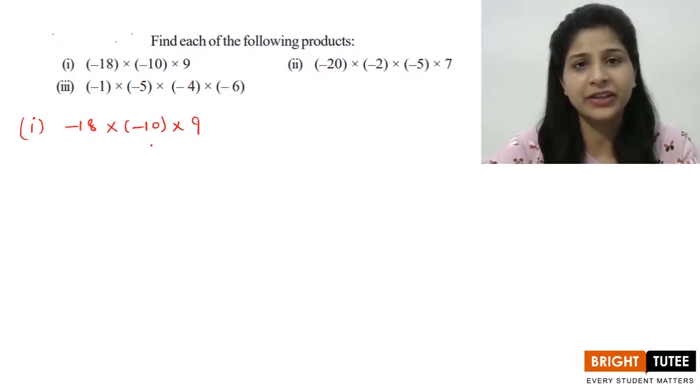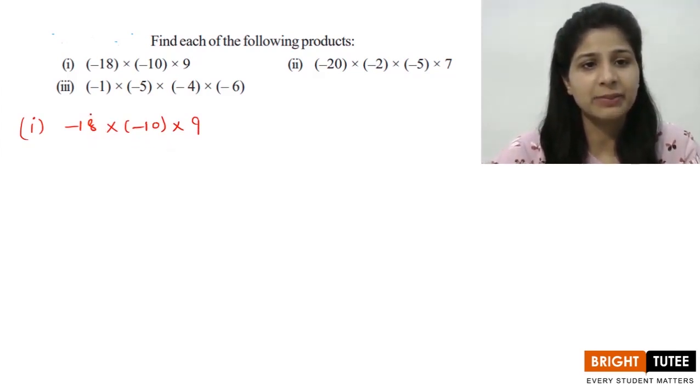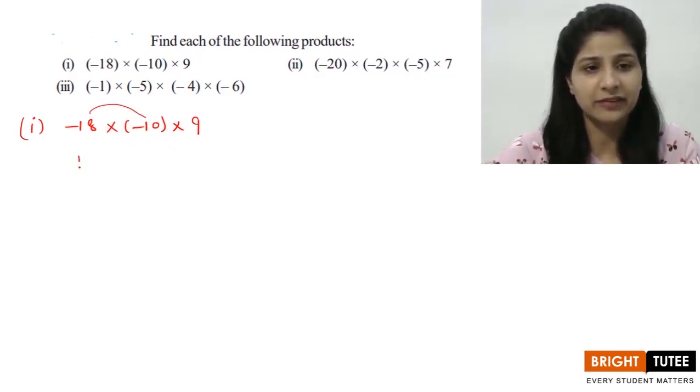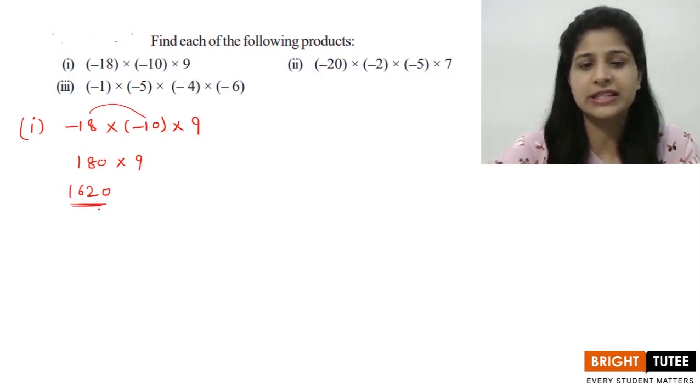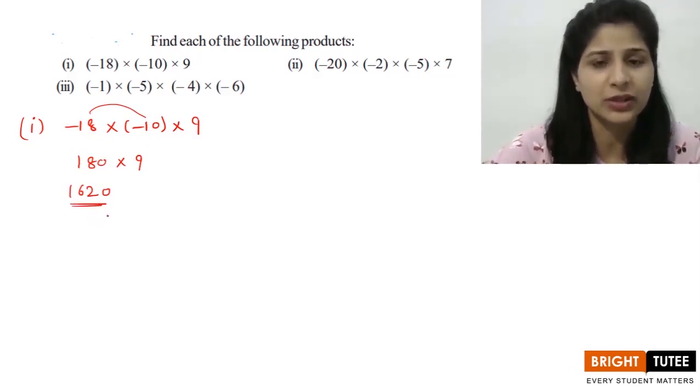So we can multiply any of them, like we can multiply minus 18 with minus 10, that will give us plus 180, and then with 9. 18 into 9 is 162, so 1620 is the answer. There is nothing much to figure out in this.